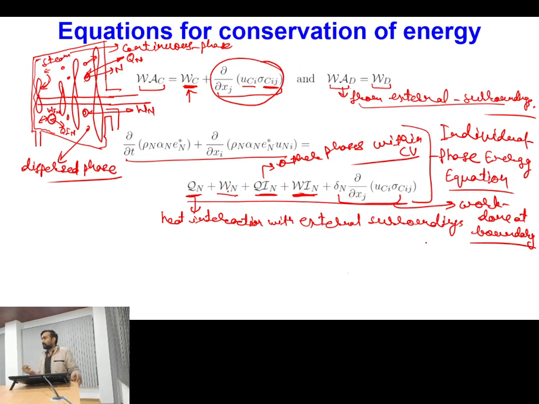With the continuous phase. That's why I have used here the Kronecker delta operator, delta n, and when delta n is equal to C, only then it will be 1, otherwise for all other phases it will be equal to 0. Because all the other dispersed phases are not interacting with the boundary, they will not experience any work interaction at the boundary. Are all clear with this idea?